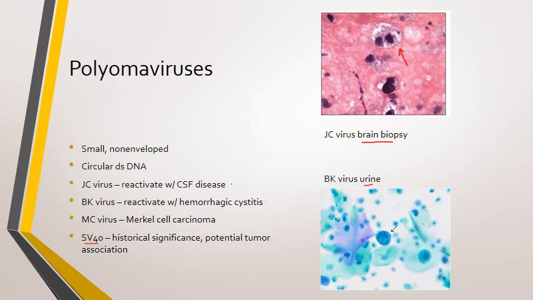Basically, in order to confirm JC, they have to do immunohistochemical analysis. So they do special stains on those biopsies in order to verify JC infection. It doesn't bode well for the patient. BK virus, a little bit different. It causes hemorrhagic cystitis upon reactivation.